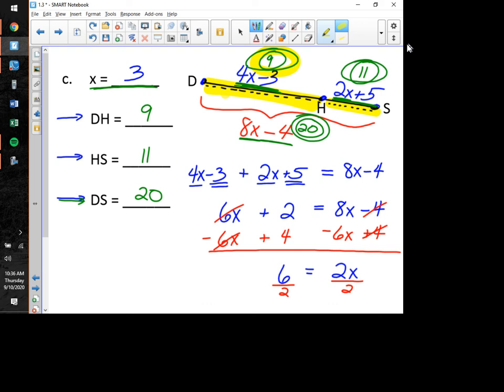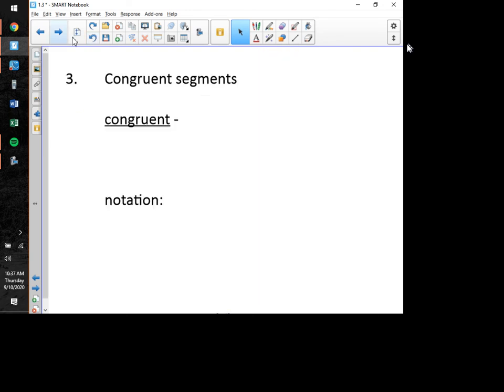But notice, guys, what I didn't do to come up with the measure of DS is simply say, okay, this is 9 and this is 11, so let me add those together and get 20. That wouldn't have told us if we got the right answer. So we actually plugged the x back in here and got that 20, and now I know for a fact that those answers are correct. Okay, so moving right along here.